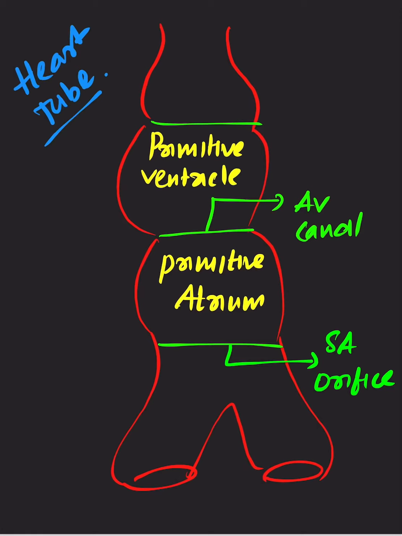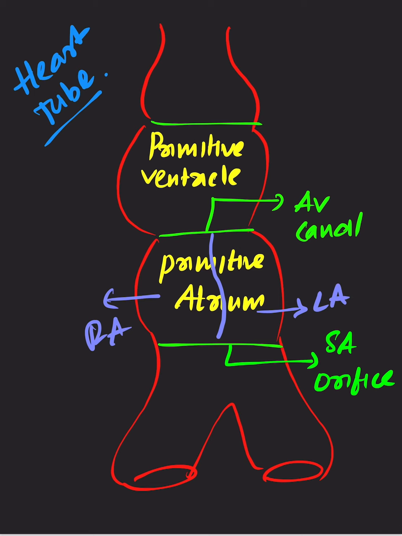Hey guys, now I'll be talking about development of interatrial septa. We know development of interatrial septa divides the primitive atrium into respective right atrium and the left atrium.